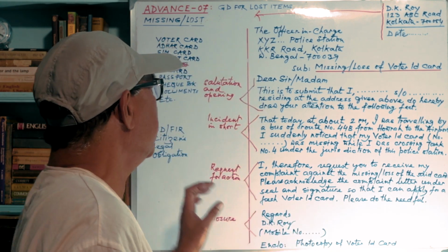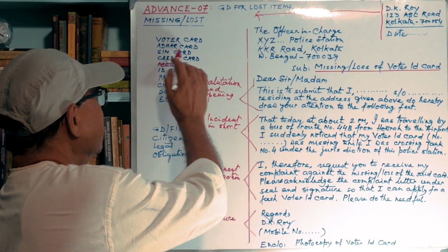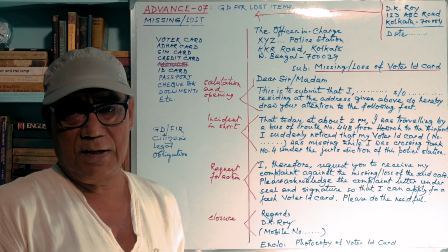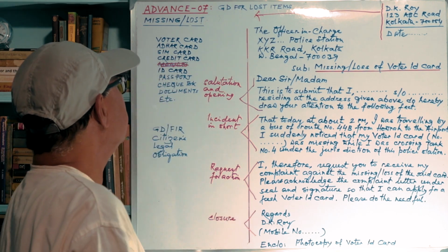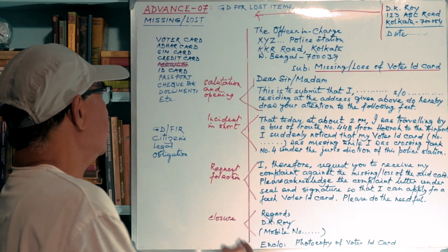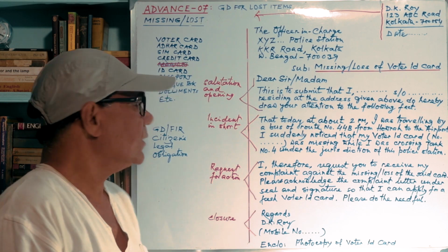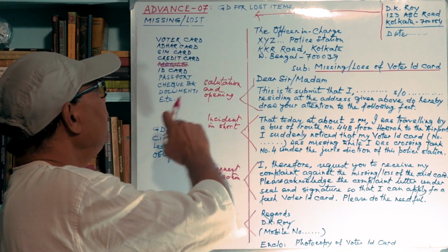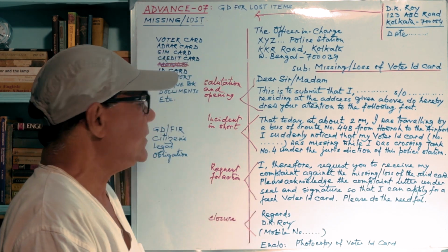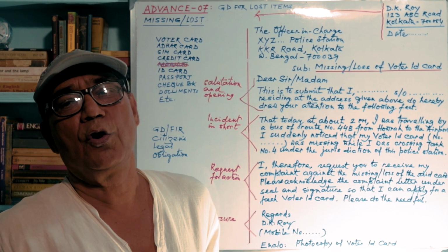There are some other documents also that come very close to this document, that is voter ID card: Aadhar card, then also SIM card, although it is not a card but generally we call it SIM card, then credit card, any ID card, identity card, then passport, checkbook, any important document, etc. All these come within this category we are discussing today. So let's see how to write an application or a complaint letter.